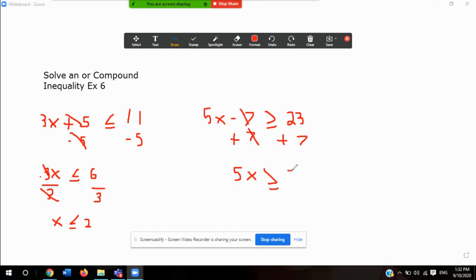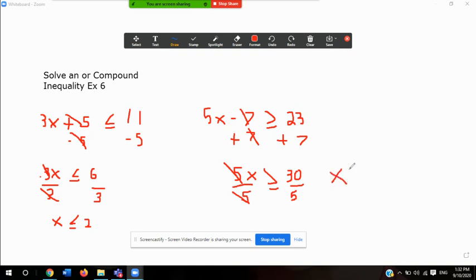And you're going to divide by 5. Again, making sure that the 5, which is the coefficient that I'm dividing, is positive. And because it is, that means that my inequality sign does not change. So that would be 5 and 5 on this side, and this would cancel out. And 30 divided by 5 is 6. So in this case, x would be greater than or equal to 6.